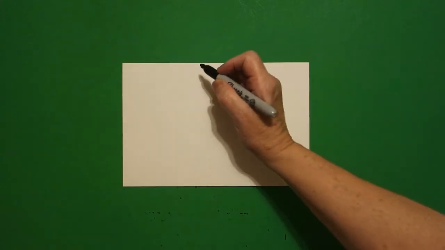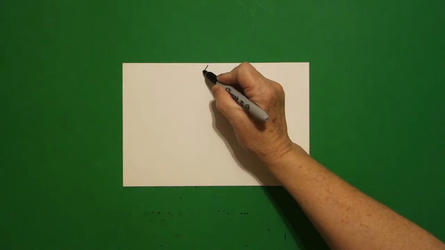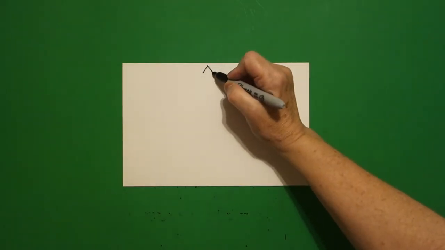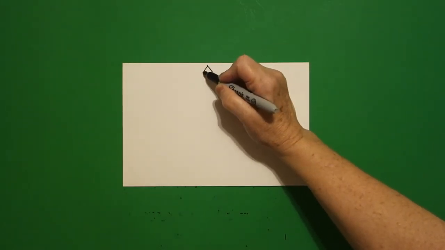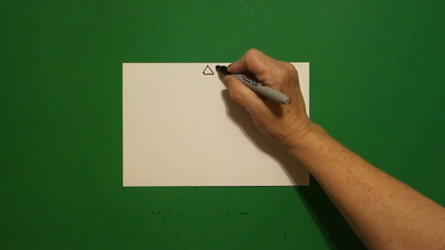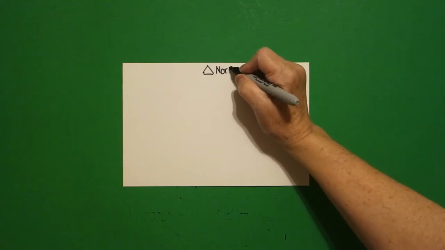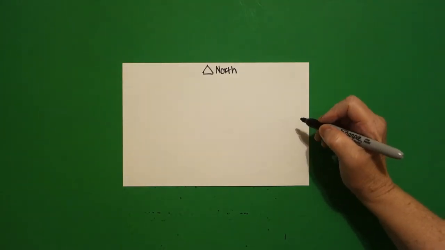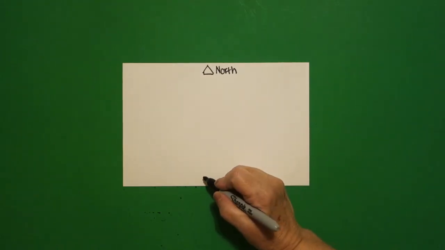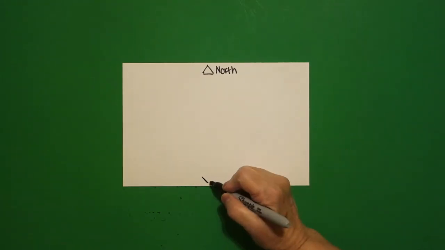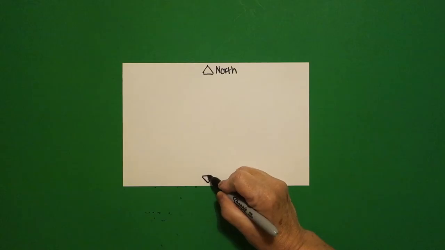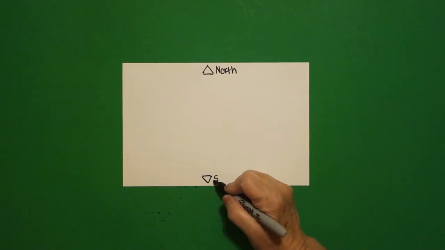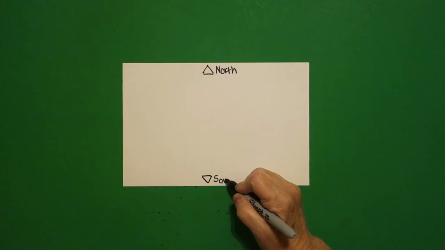Okay, let's draw. Today's project is how to draw a map of our classrooms. The first thing I'm going to do is draw straight diagonal down, straight diagonal down, straight line across. This is my arrow that represents the north part of my classroom. Coming straight down, I draw a straight diagonal down, straight diagonal up, straight line connect. This is the south part of my classroom.